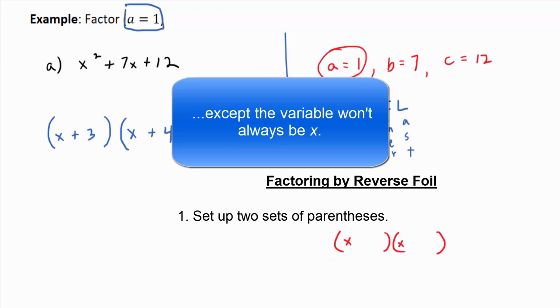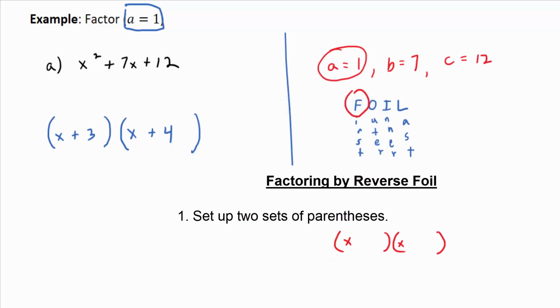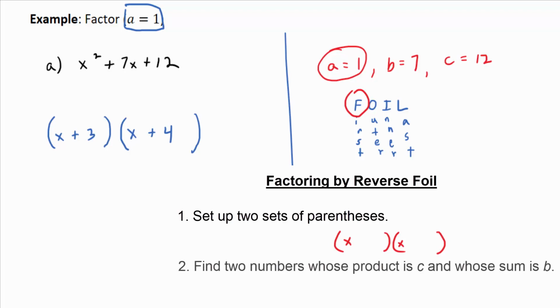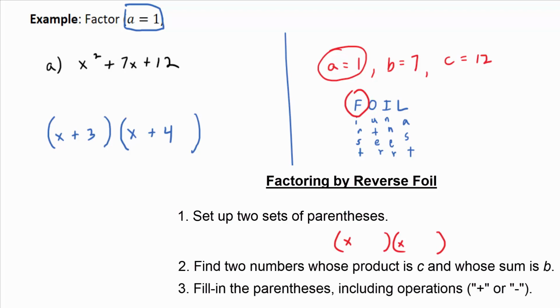And then to finish off the reverse FOIL, you find two numbers whose product is equal to c, right? C in this case is 12, and whose sum is b. B in this case is 7. And then, of course, fill in the rest of the parentheses with those two numbers. And you got to make sure you get the right sign, right? If everything's plus, it's not a problem. But if you have a minus in there somewhere, you have to think about it a little bit. Okay, so fill in the parentheses, and you're done.